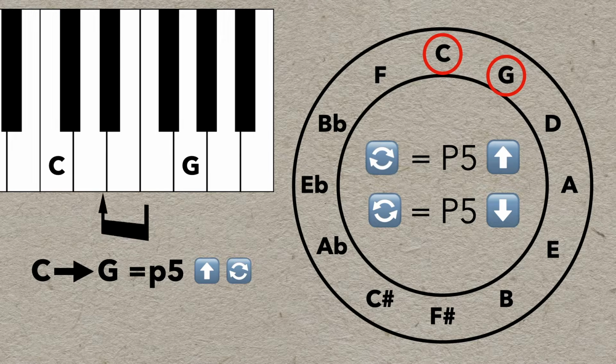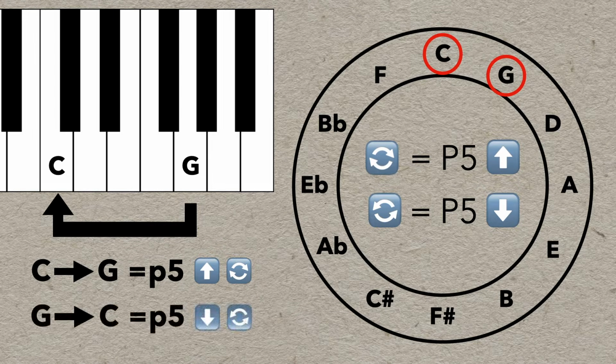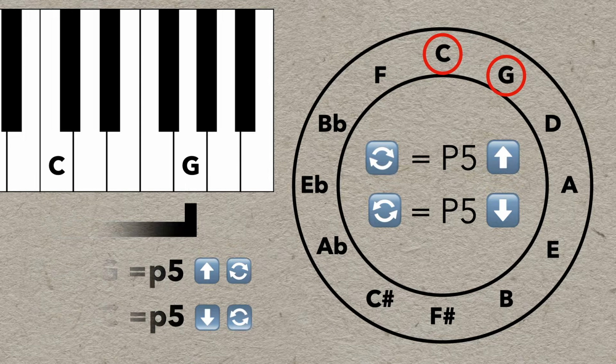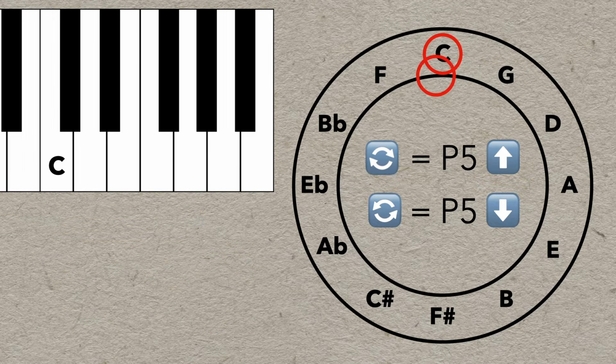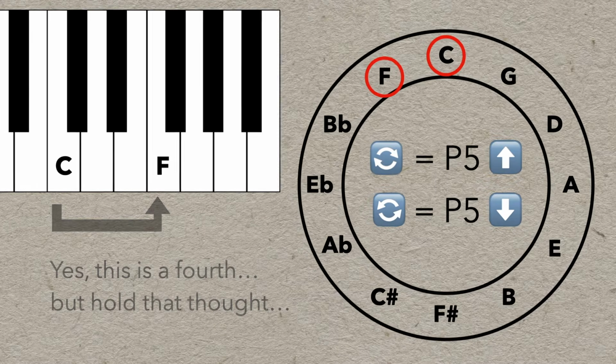And if you simply turn around and go back one step counterclockwise from G down to C, that's a fifth going down. So far, so good. But then, they look over here and they see the C and the F, and it causes some confusion, because most people probably think of middle C and the F right above it, which absolutely is a fourth, and we'll address that in just a moment.